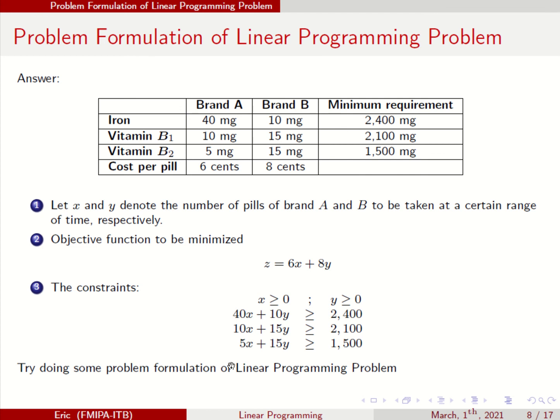Try doing some problem formulation of linear programming problems. This is very important. Define your variables, define your objective function, and define your constraints. This is very important in a linear programming problem. If you fail to define your problem, you will get confused along the way. You have to define the objective function and the constraints properly. Try to learn this and do lots of exercises to learn how to formulate a linear programming problem. Okay, that's it.